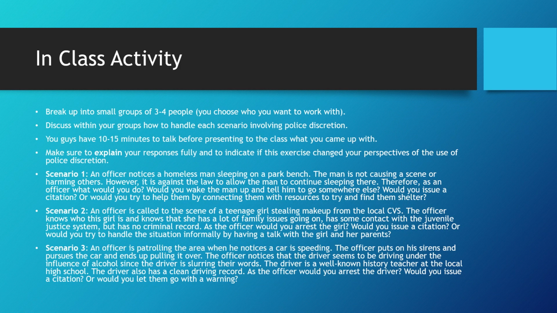On this slide, I have provided an in-class activity. If this was in person, I would break you all into groups of 3 to 4, where you would discuss with your groups how to handle each scenario involving police discretion, and you would have approximately 10 to 15 minutes to talk before presenting to the class what you came up with.